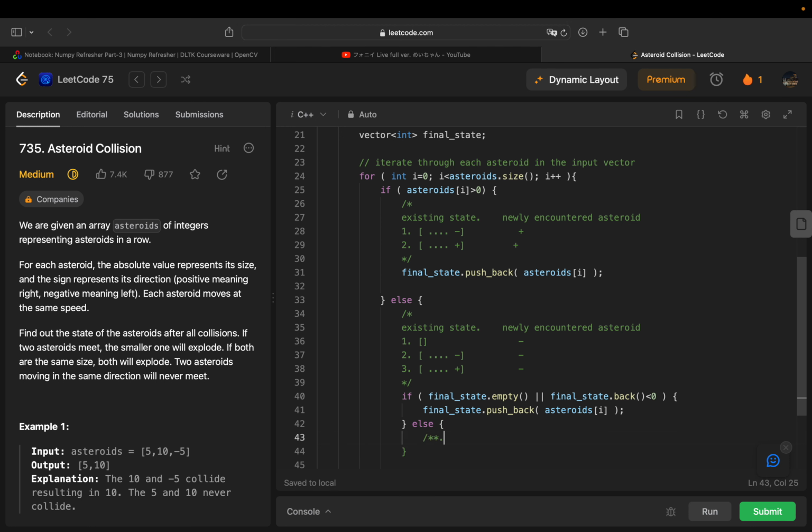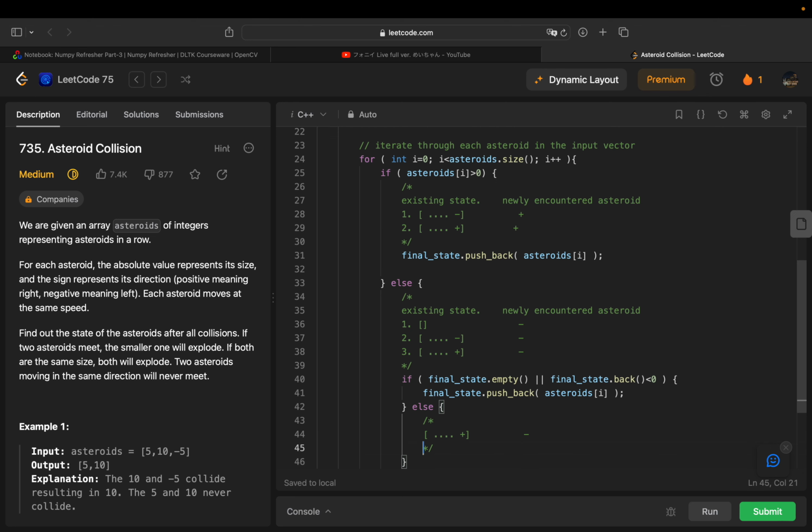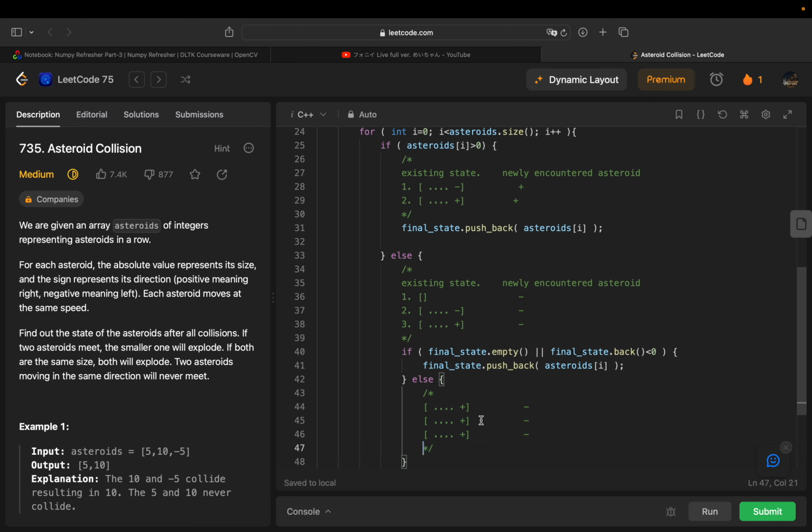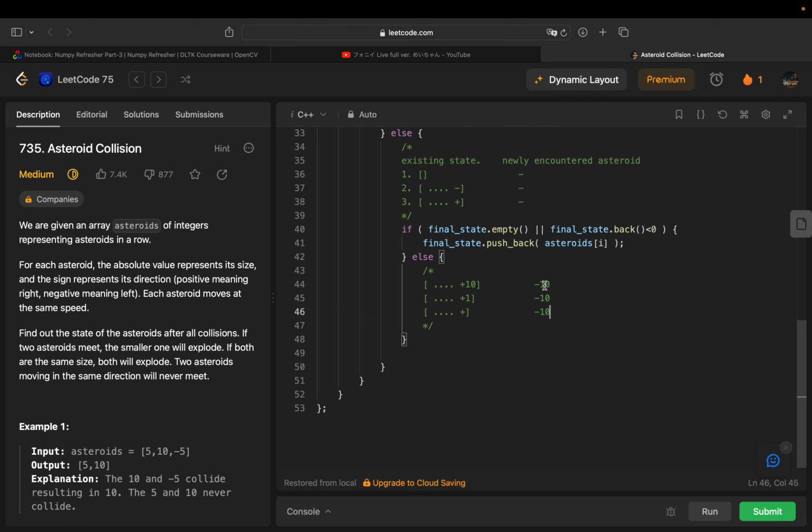Again, for example, the last one is plus 10 and the newly encountered one is minus 10: an asteroid of mass 10 is flying leftward, and the last one is a mass of 10 flying rightward. Or it could be 100, where the last is larger, or exactly the same, or smaller.